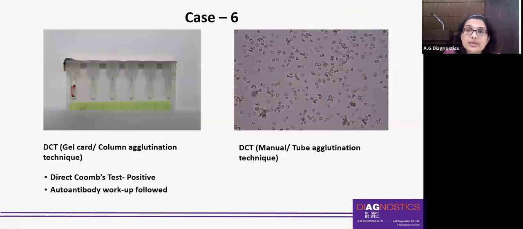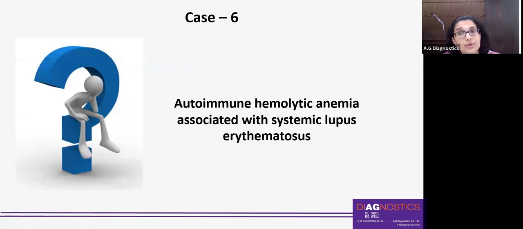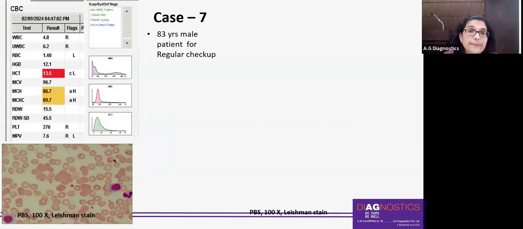So we asked for a DCT looking at the peripheral smear. The DCT was positive by the gel card. We also confirmed it with a manual tube agglutination technique, and an autoantibody workup followed. ANA was positive. Anti-dsDNA was positive by immunofluorescence, as can be seen in this image. And so was the ANA blot positive for RNP, Sm, and ribosomal P protein. So we came to a diagnosis of autoimmune hemolytic anemia associated with systemic lupus erythematosus.